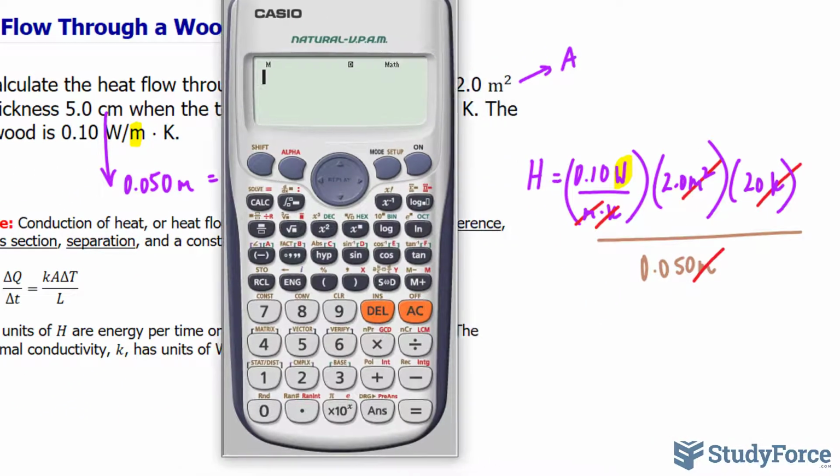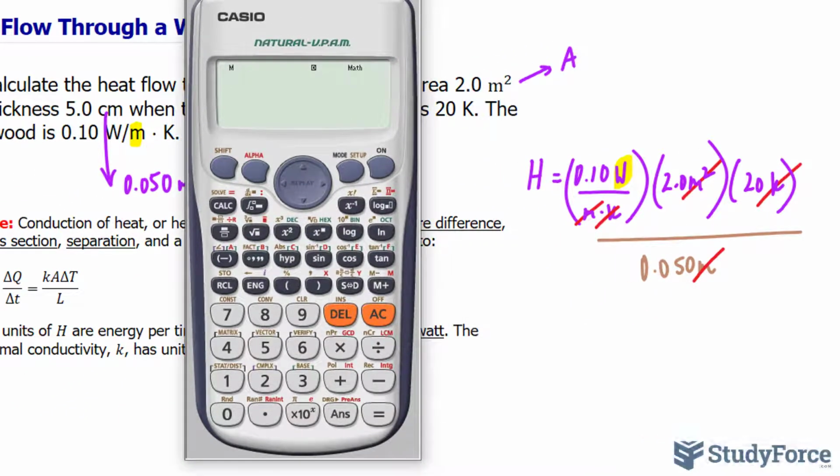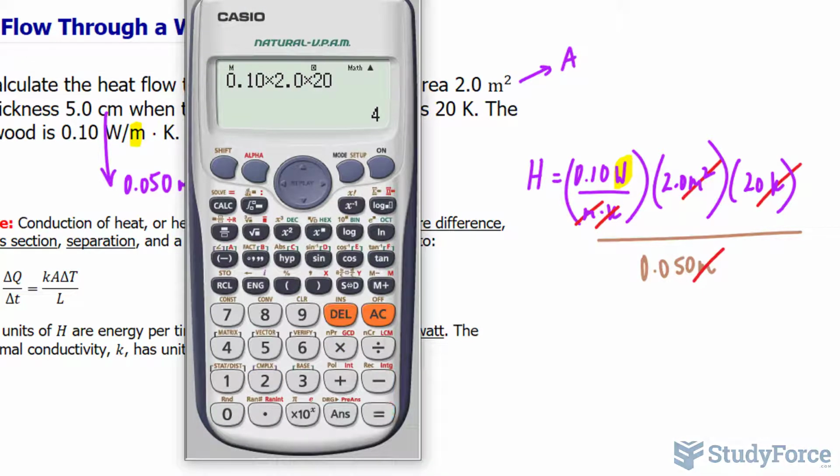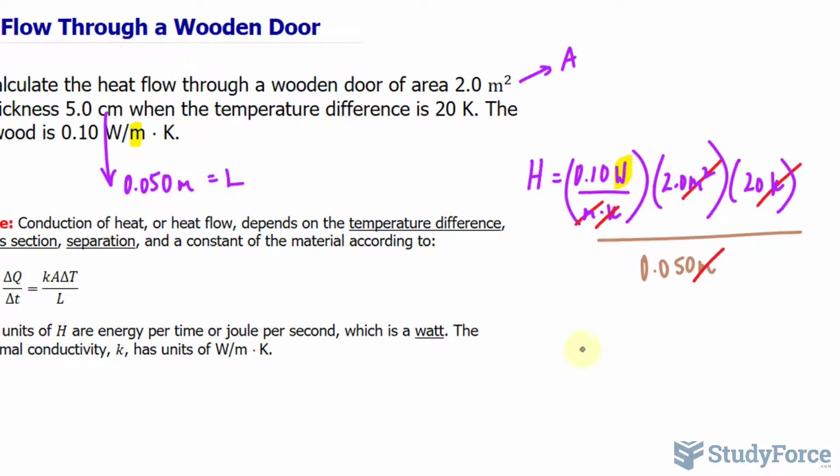Remember, watts is joules per second. So think of how much energy per unit time is moving across the door. 0.10 times 2.0 times 20 divided by 0.05 makes 80 watts. Let's write that down. 80 watts or joules per second, but you rarely write it down as joules per second.